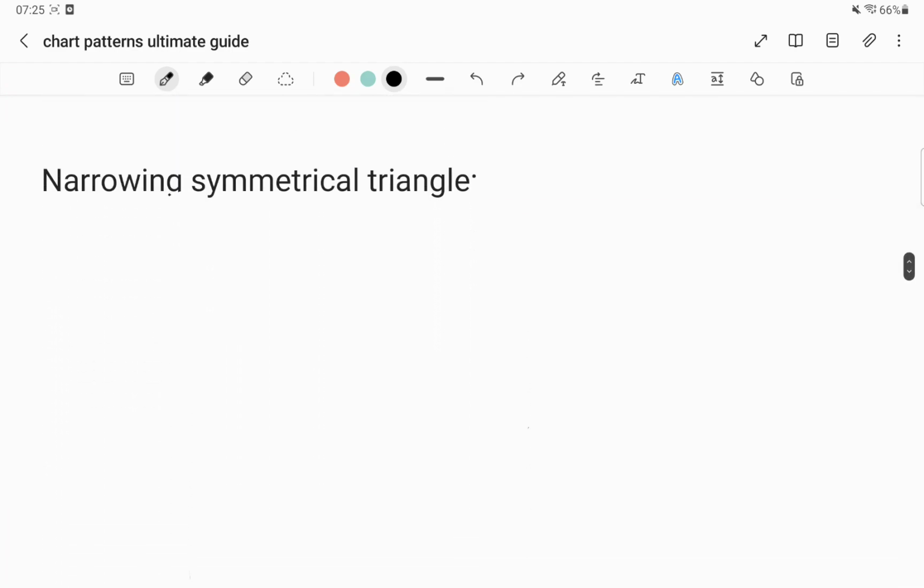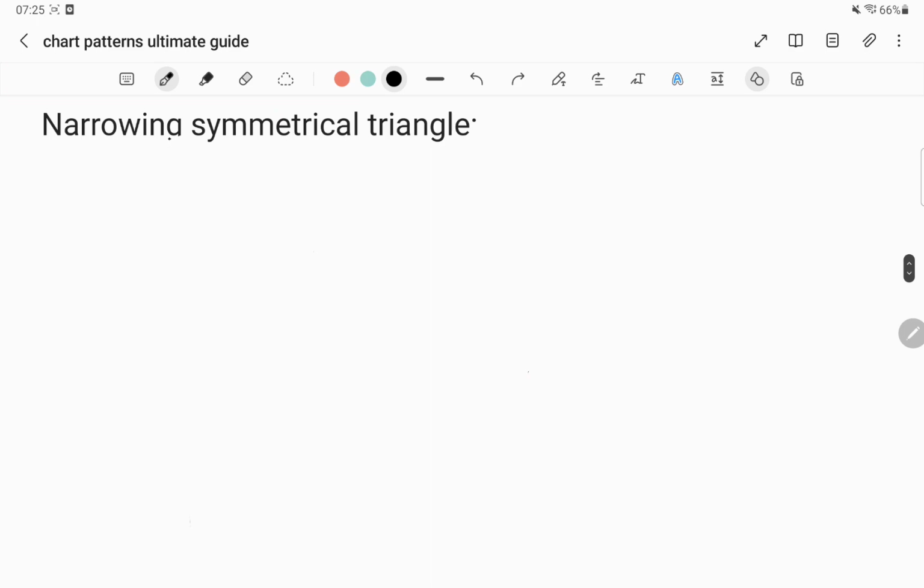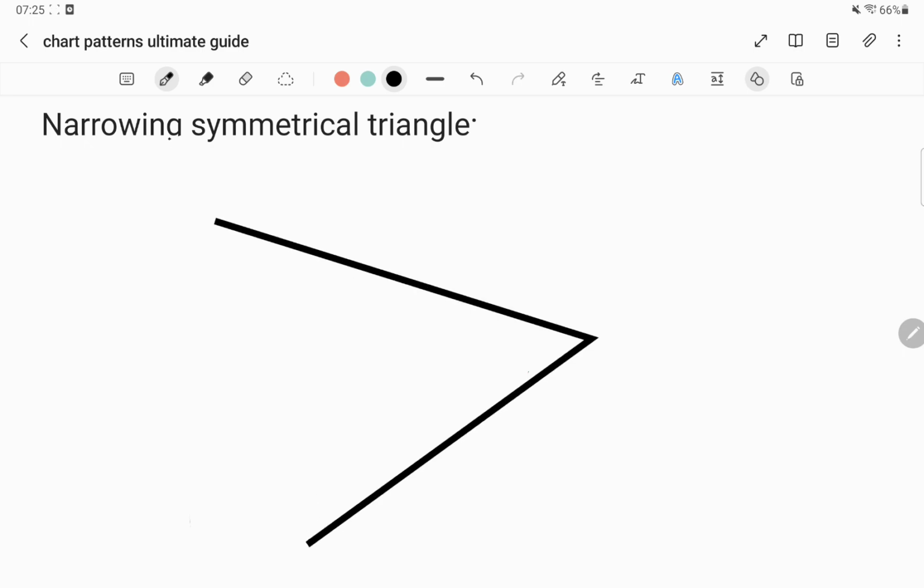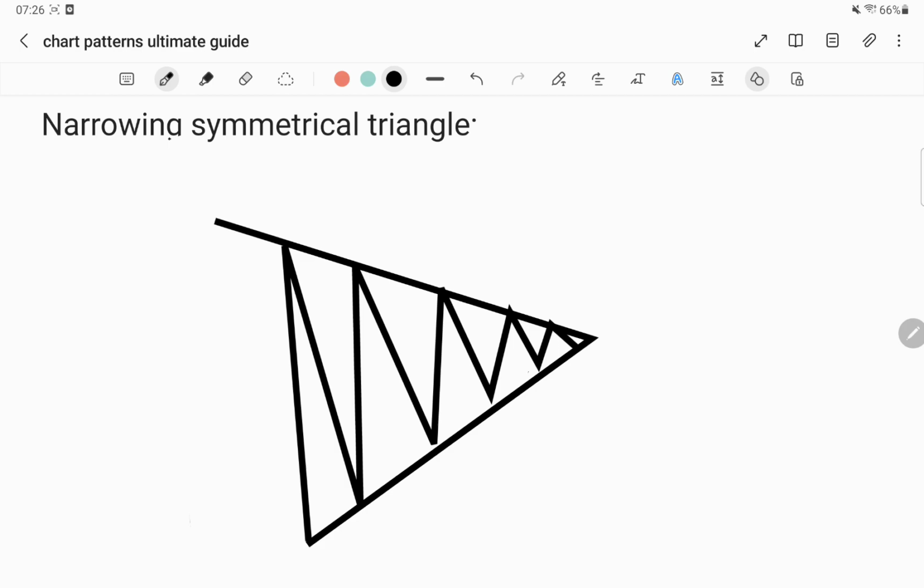Next, we've got a narrowing symmetrical triangle. There are two types of symmetrical triangles you can have. One of them is actually quite rare, but this is the more common one. So for your symmetrical triangle, you draw something like this. You might have some side-to-side trading like this in between this range, where it gets narrower and narrower. And as you can see, we set lower highs, lower highs, lower high, lower high, and then we put higher lows in as well.